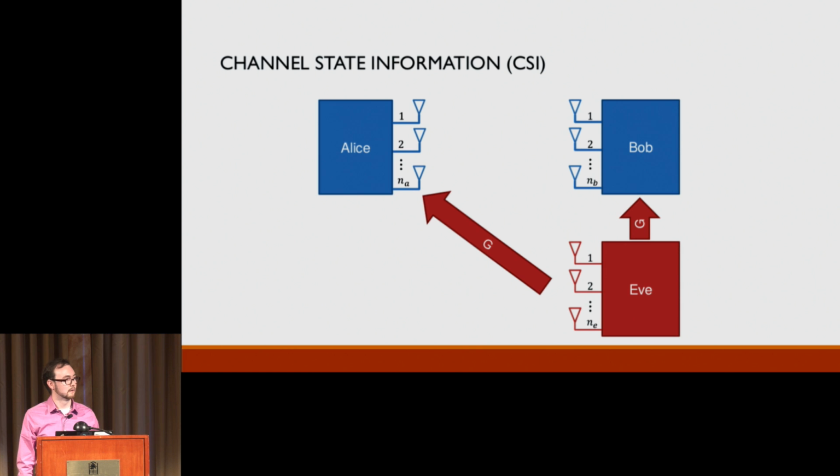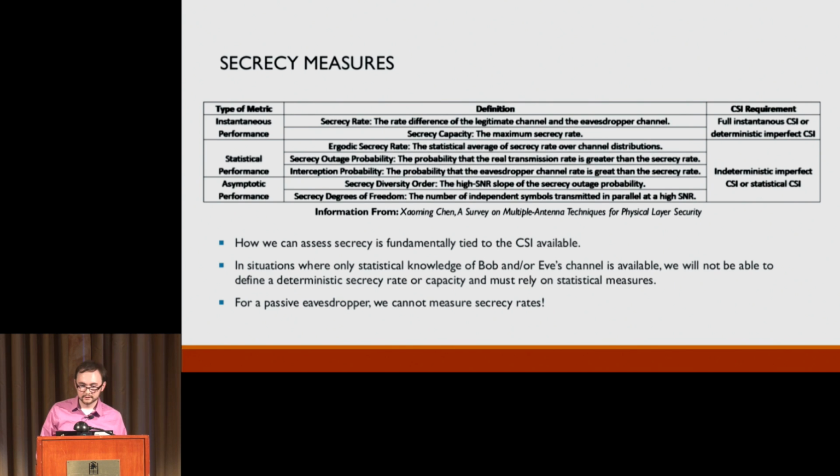I don't think it's as reasonable or as applicable. So it's interesting because the secrecy measures that you can use are fundamentally tied to the channel state information that you have available. We've been talking about deterministic quantities like secrecy capacity or secrecy rate, but you can only actually measure that if you know the channel that Bob has and the channel that Eve has, and you can take a difference.